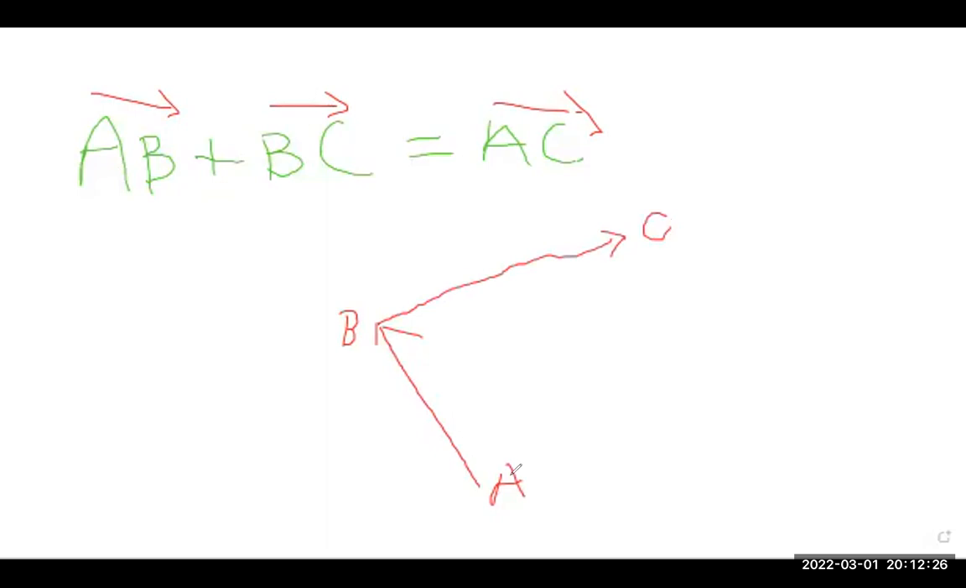So AB, A to B, and BC, B to C, is the same as going from A to C. This right here is the road with all the traffic, and AB and BC are my back streets. I could either go along this path to get to this point, or I could take the back roads, AB and BC, and I will still end up at this point. Everybody understands that?